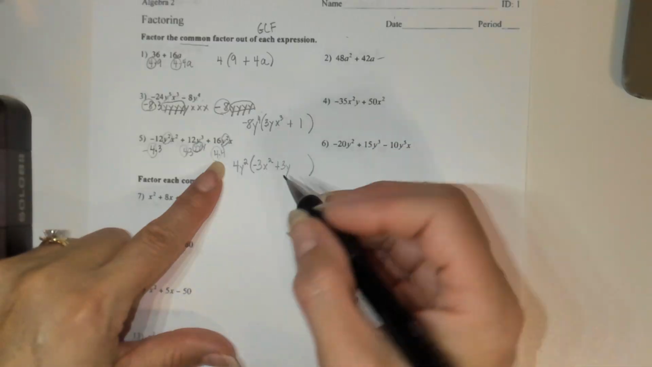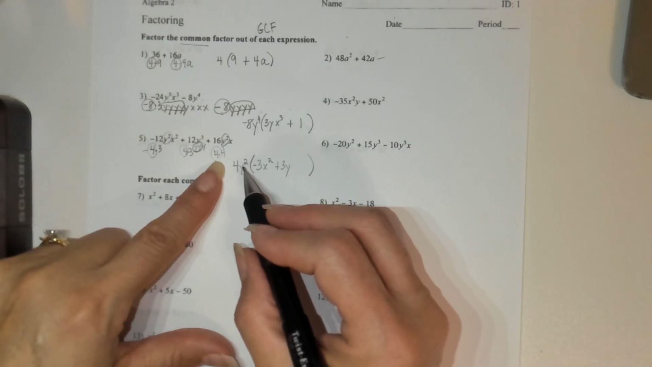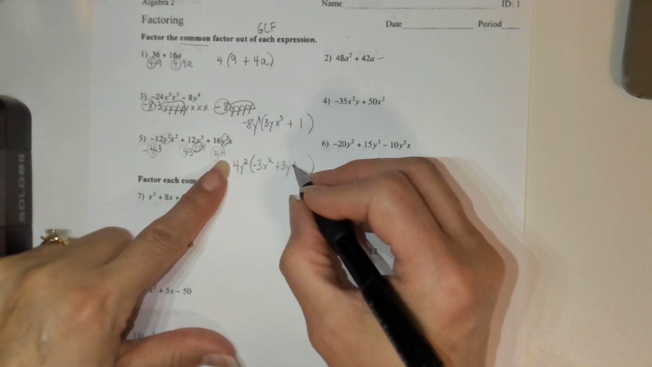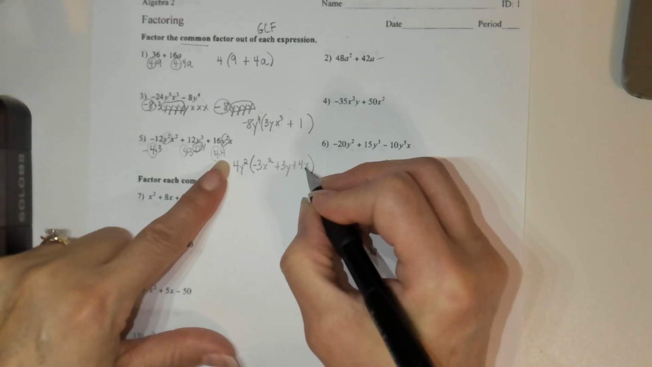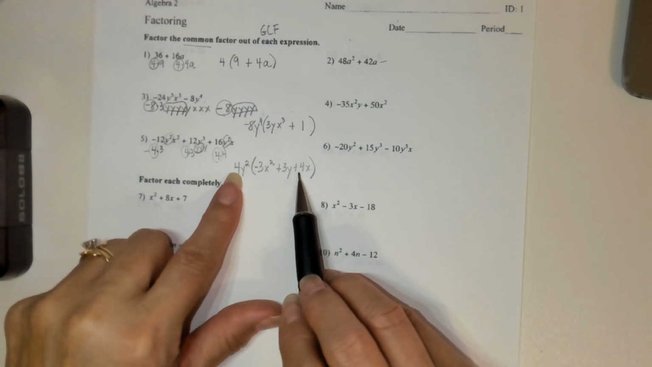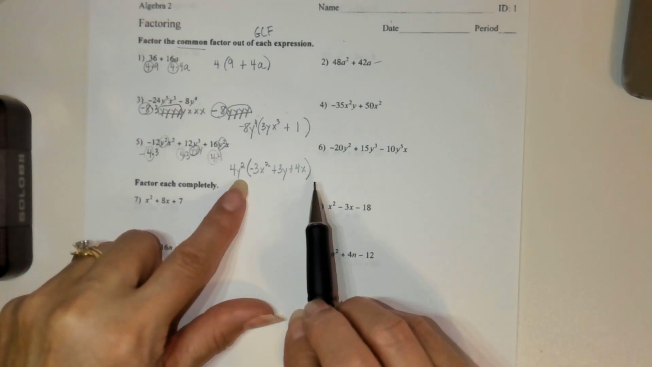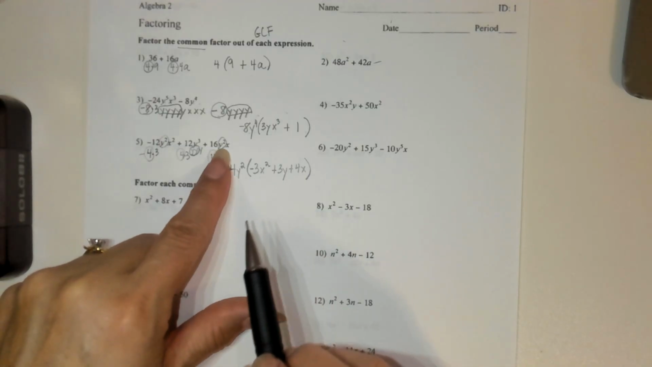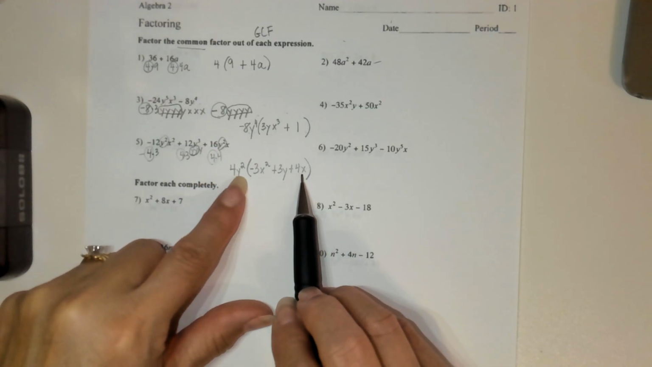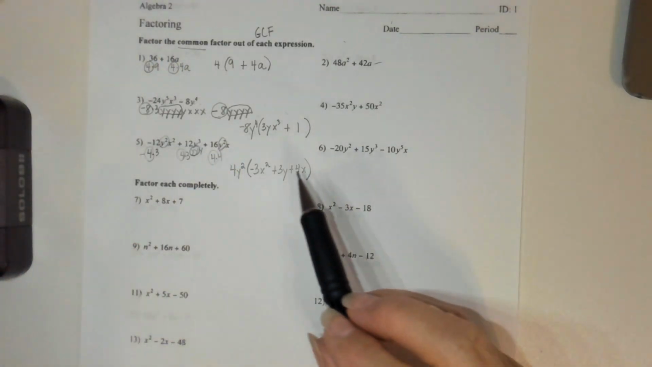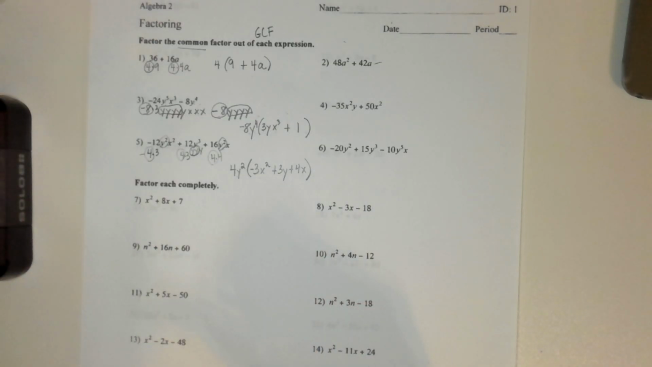And the last piece, well, we already have the 4 and the y squared, so we'll need a 4 and an x. Because if we multiply 4 times 4, it gives us 16. Y squared we've got it, and then our x. So this is the factoring out the greatest common factor.